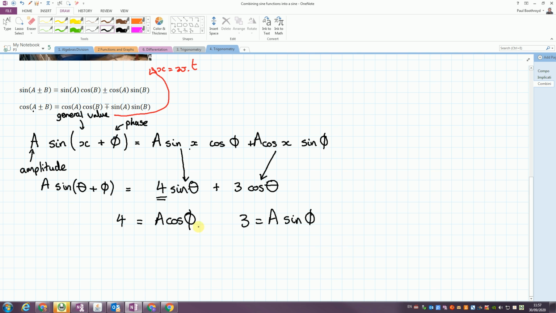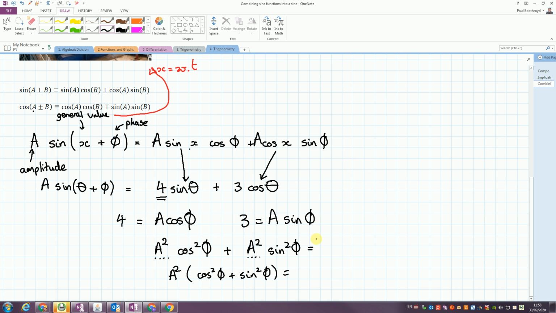Okay. I've got sine and cos of the same angle. Well, how can I combine these two things together? Well, if I was to square this side, A squared cos squared phi, and square that one, I've got a common A squared that, if I was to add those two equations together, can be factored out. So A squared is cos squared phi plus sine squared phi, which I hope you all realise is 1.